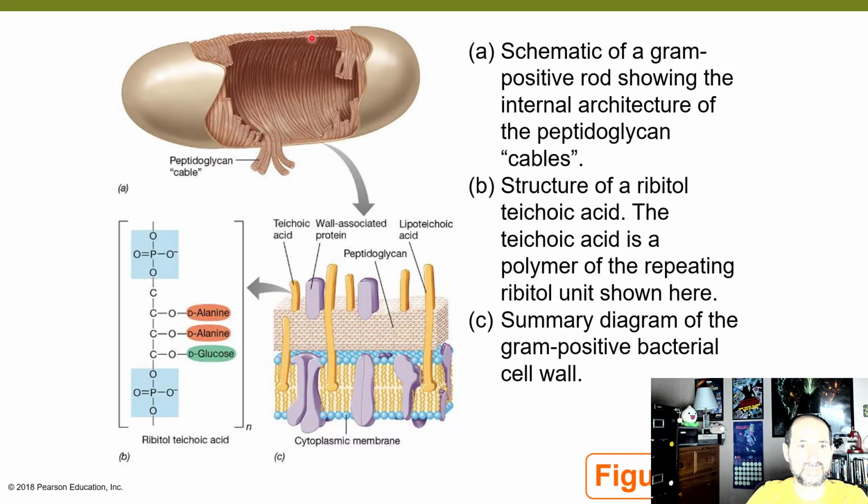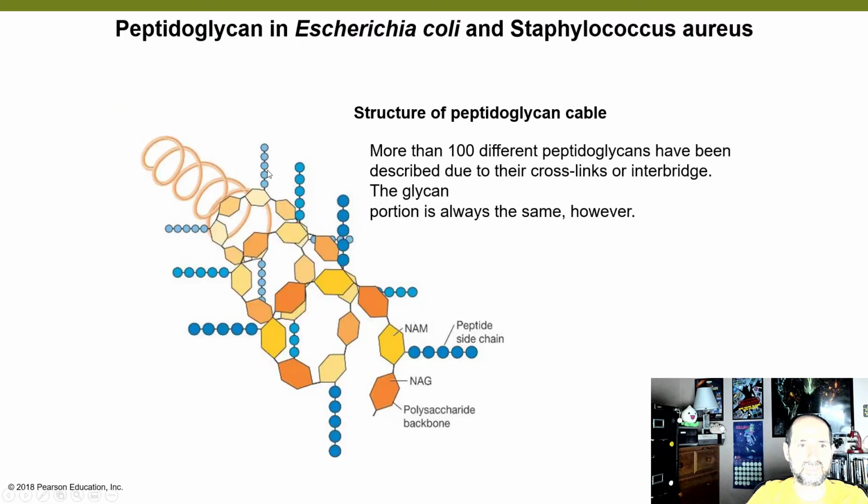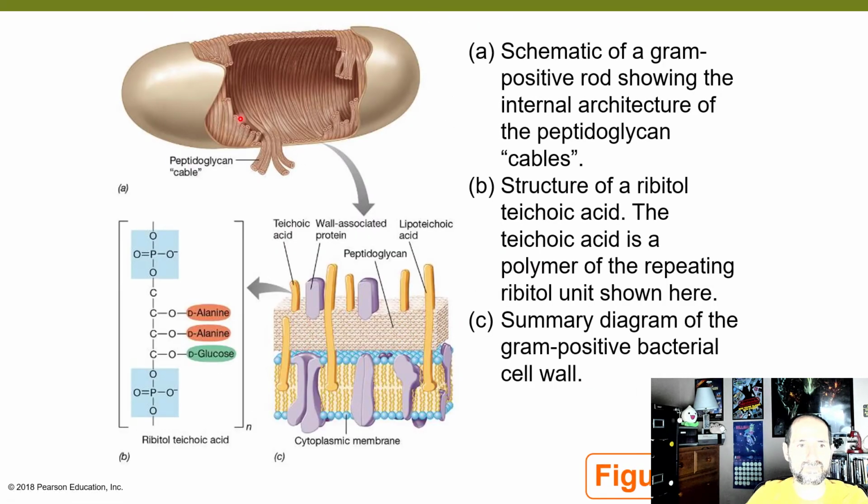Again, here you can see the layout of this thick peptidoglycan. You have the peptidoglycan cables, and these cables essentially look like this. Remember, they're helical in structure with those NAG-NAM subunits in repeating order. So those cables wrap around the bacterium, and they are very thick.